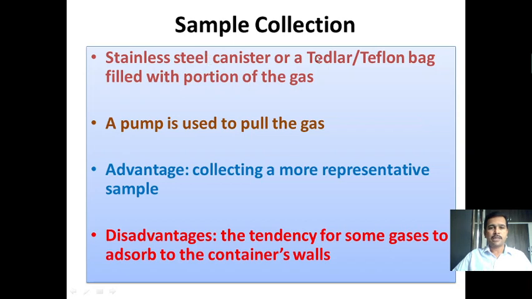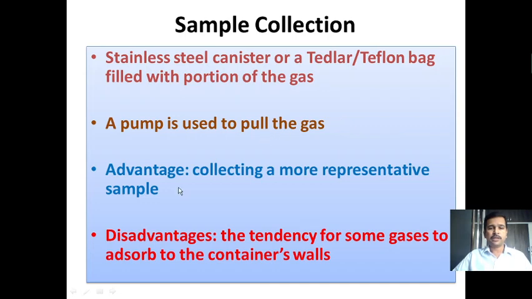Sample collection is very easy for gaseous samples. The collectors will simply be a stainless steel canister or a Tedlar or Teflon bag. We use these canisters or bags, into which a portion of the gas to be analyzed is filled. Very easy. And how do we fill this gas? We may use a pump, or we may suck the atmospheric gas into the stainless steel canister or Tedlar or Teflon bag. By applying pressure, we can make the gas move into the canister or bag.